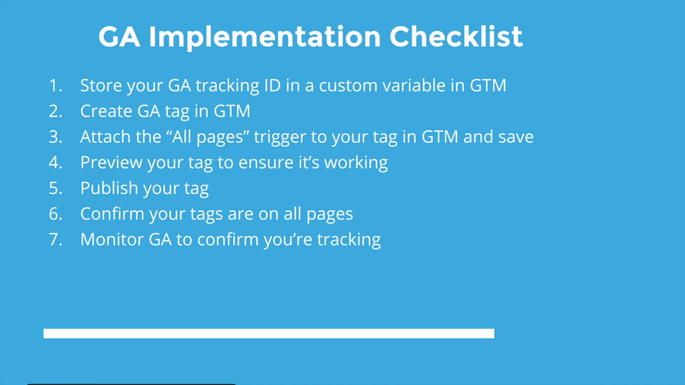So some of the things that we are going to cover today, and we've already done the first one, how to store your GA tracking ID in a custom variable in GTM. Next, we're going to create the Google Analytics tag in GTM, and you'll see why we created that variable in just a second. Then we will deploy our tag on all pages so that our Google Analytics tag will fire on every web page on the site. We'll show you how to preview your tag to ensure that it's working. Then you'll want to publish your tag. And then ultimately, you are going to confirm that your tags are on all pages. And we are going to monitor Google Analytics once the tag is deployed.